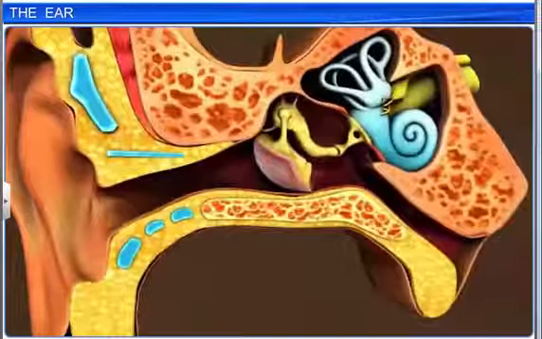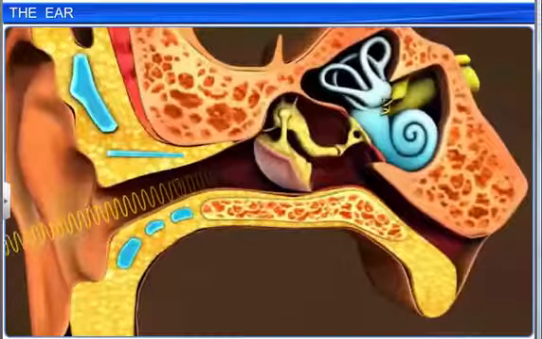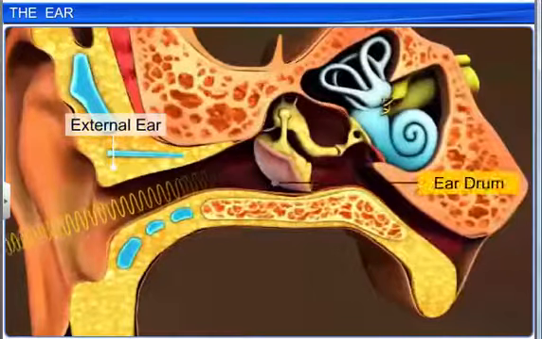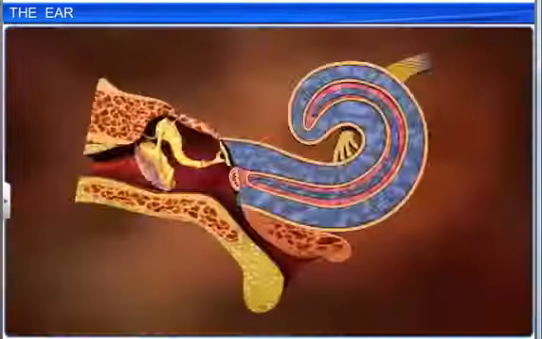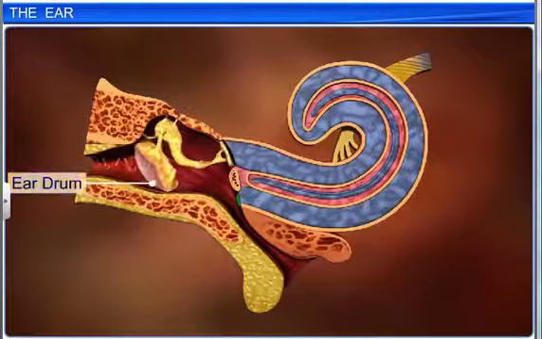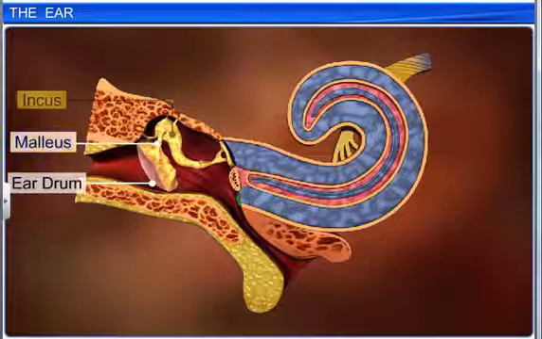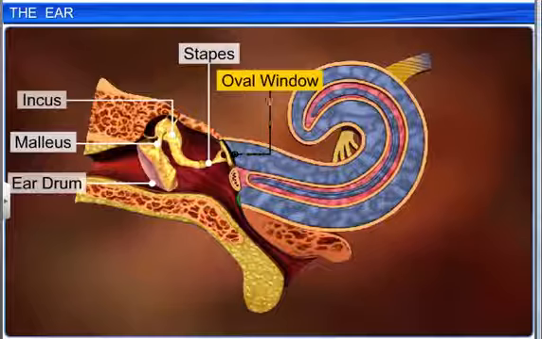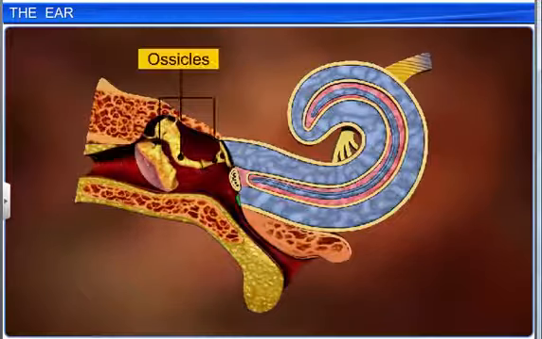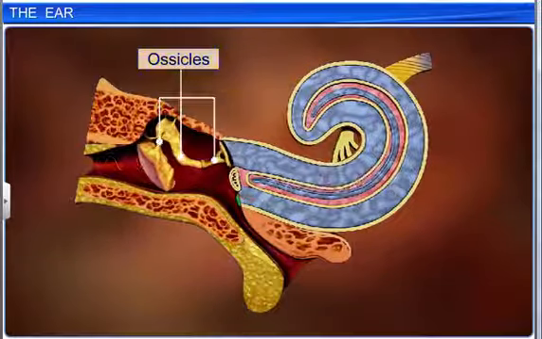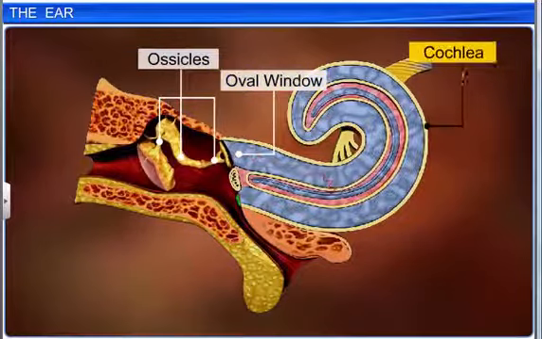Now we'll see how the ears enable us to perceive sounds. The external ear receives sound waves and directs them to the eardrum. The eardrum vibrates in response to sound waves and transmits them through the ear ossicles, the malleus, incus and stapes, to the oval window. The ossicles, in turn, amplify the sound and pass the vibrations through the oval window to the fluid of the cochlea.